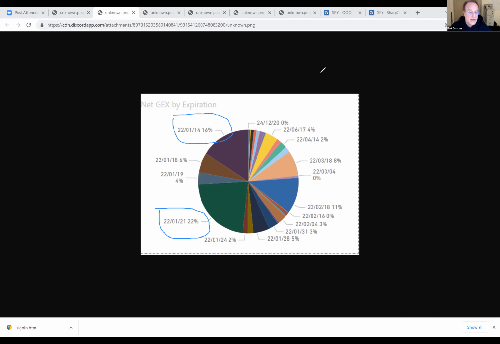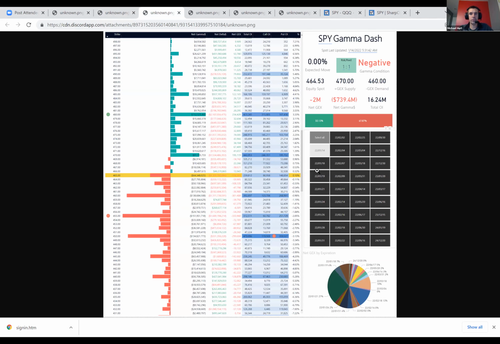Agreed. All right, we'll move on to the next chart. This is another Gamma Dash chart, and we can see that the 114 expiry is excluded here. One part of our analysis is what we call skating to the puck. Where are we ending the day?